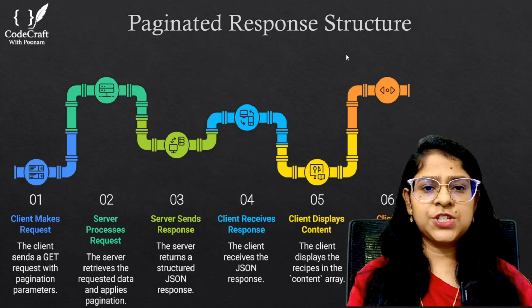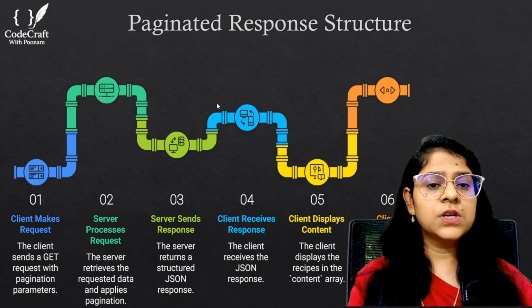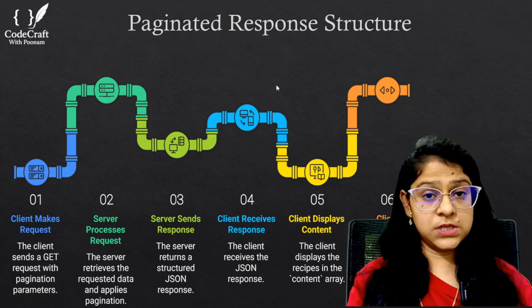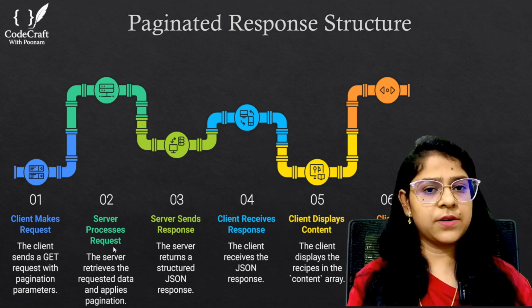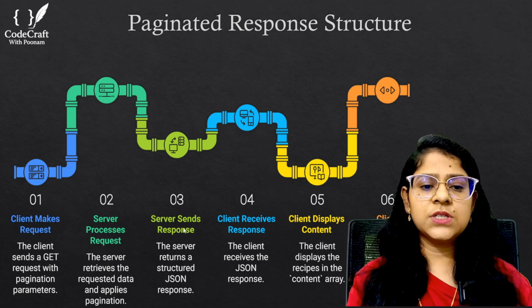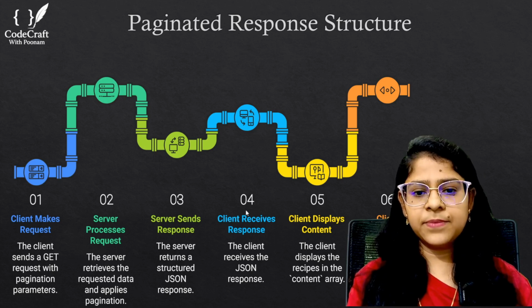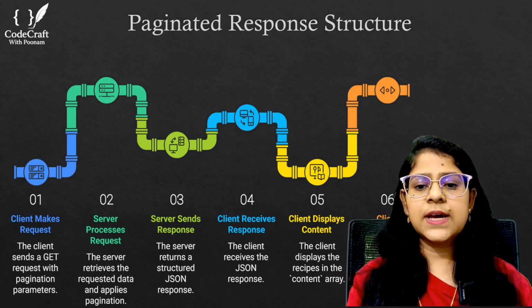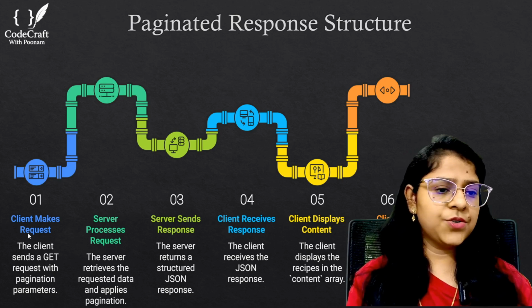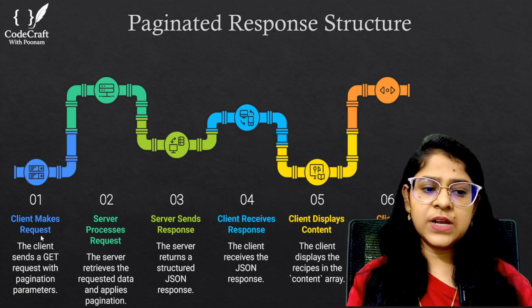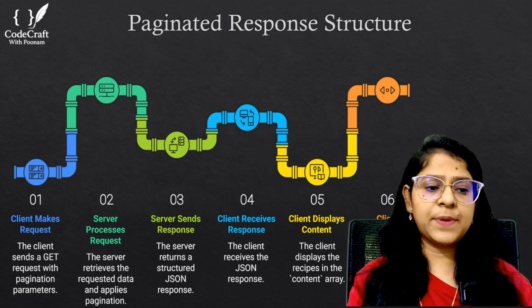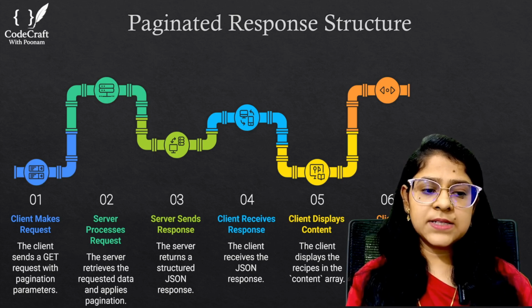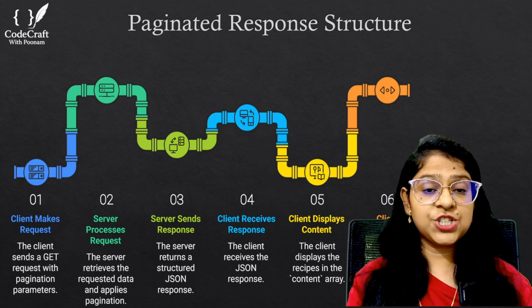Next, coming to the paginated response structure. So how is the response? The client makes a request and the server processes that request. Based on that, the server sends the response and the client receives this response. Then the client displays content and the client navigates. So the first step is the client makes a request. The client sends a GET request with pagination parameters.